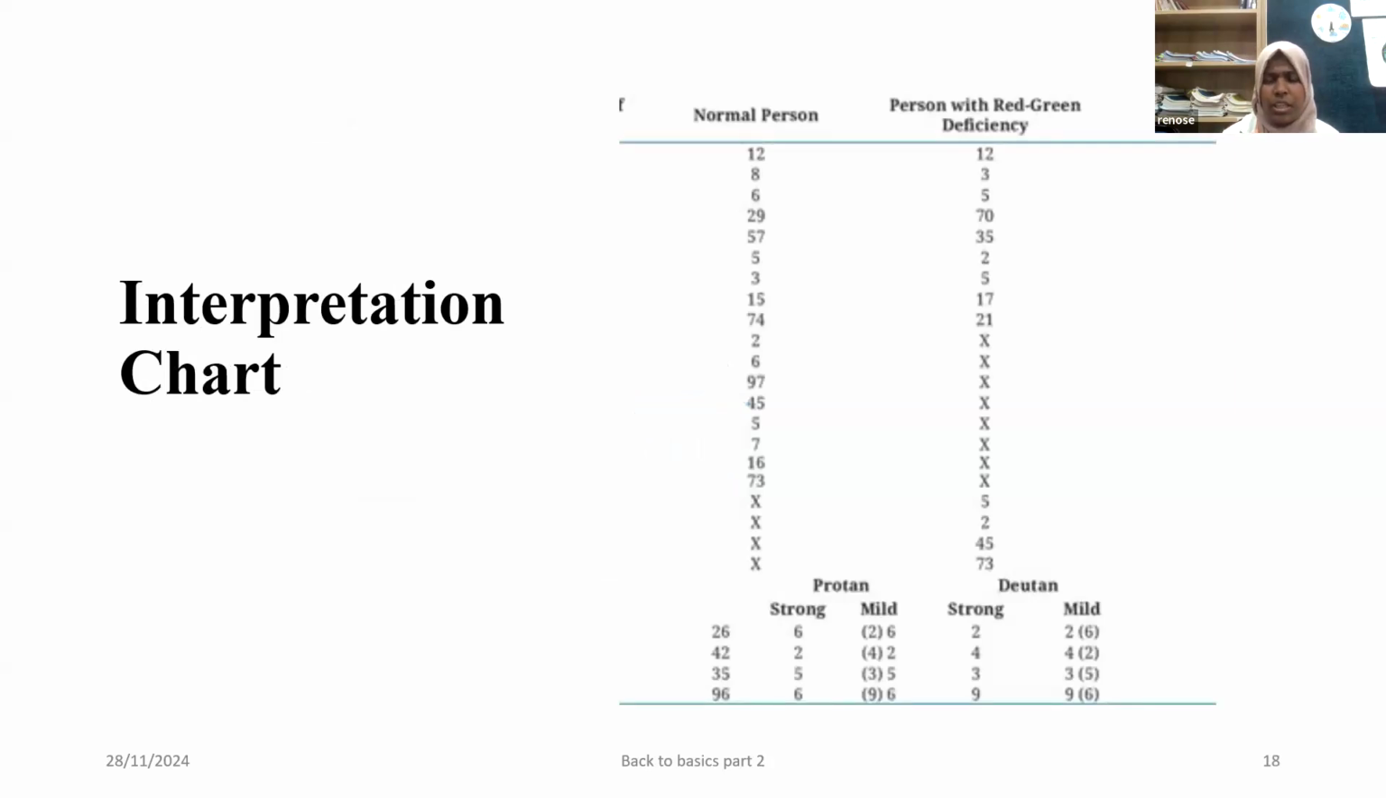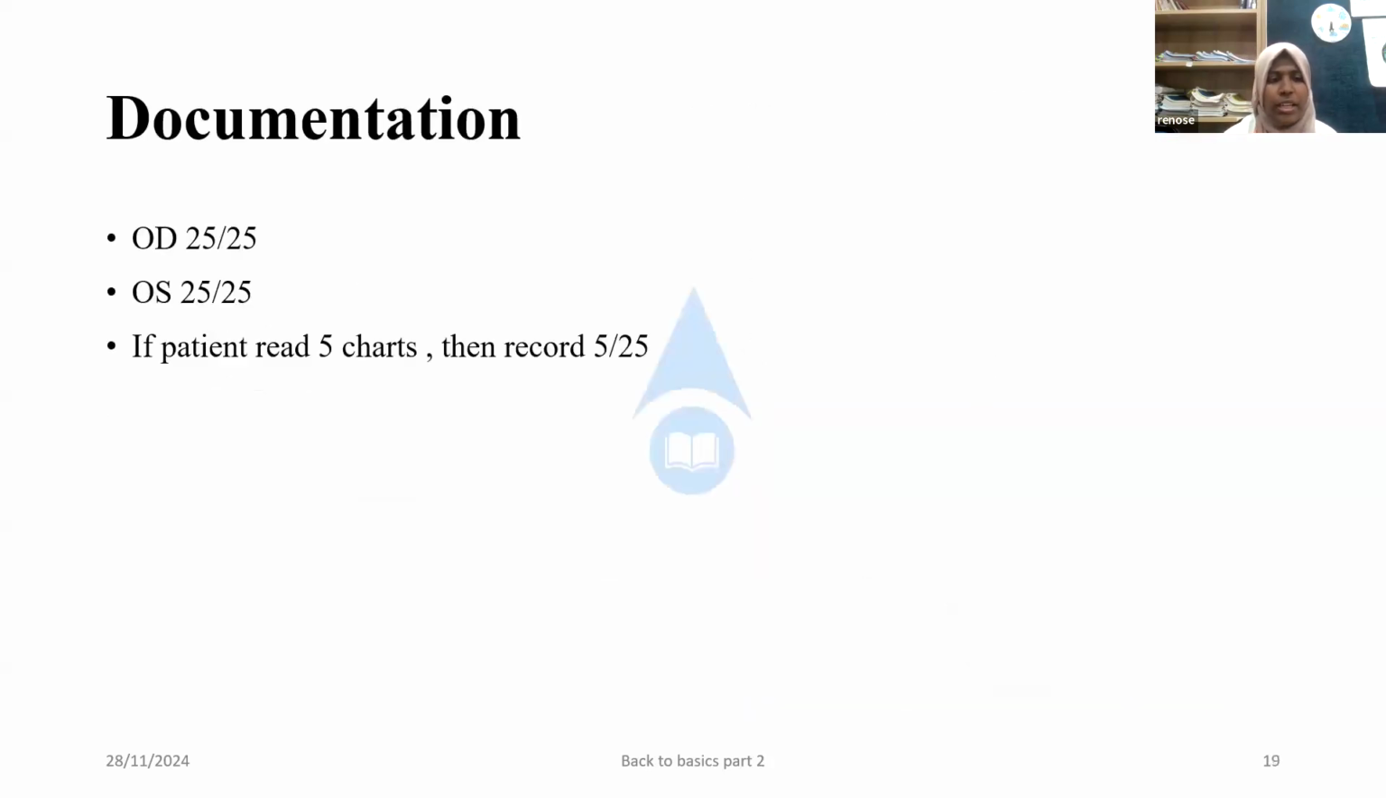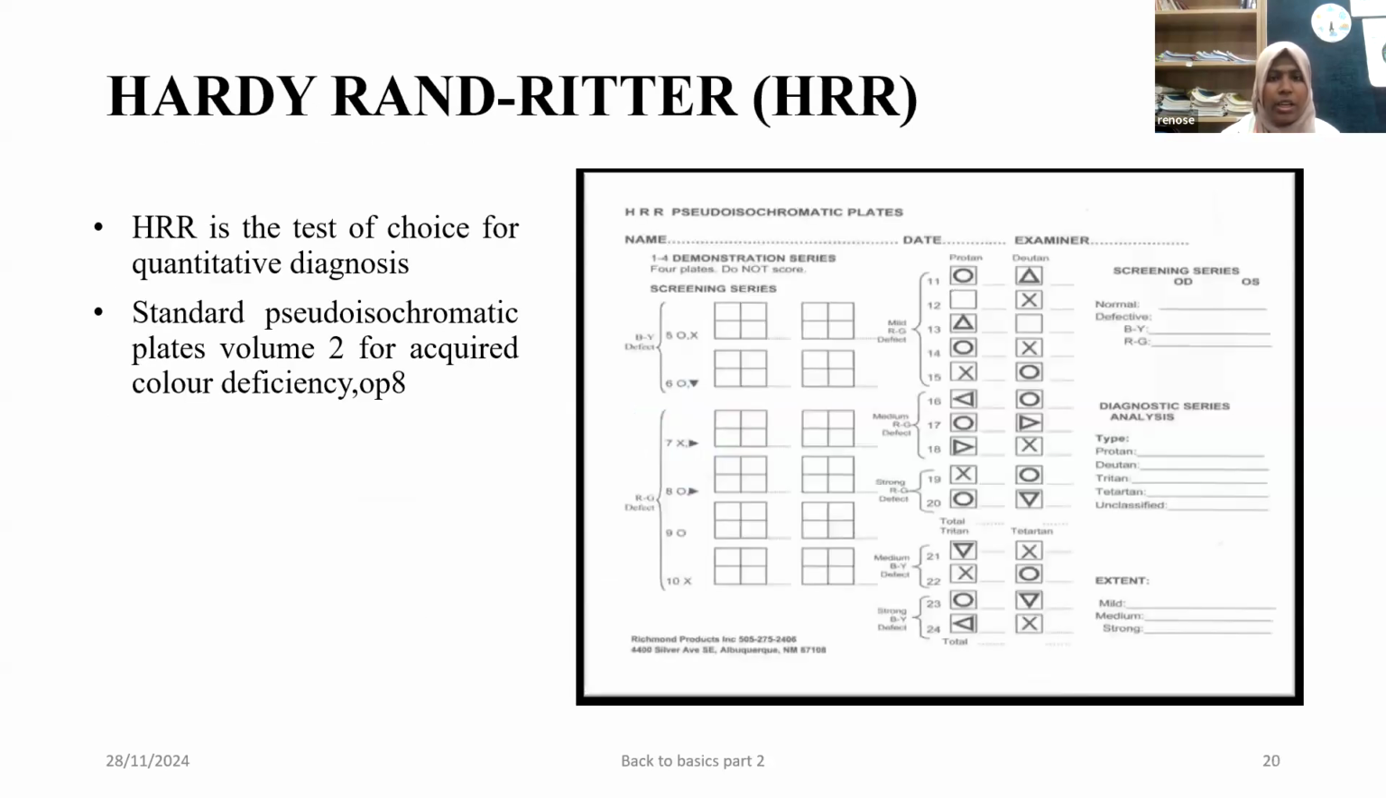Interpreting the chart. The normal patient can read the numbers in the chart. If the person has a red and green deficiency, they will interpret the numbers wrongly. Documentation. In the right eye, OD 25 by 25. In the left eye, 25 by 25. If the patient reads 5 charts, then record 5 by 21. Hardy-Rand-Rittler, written HRR, is the test of choice for quantitative diagnosis.